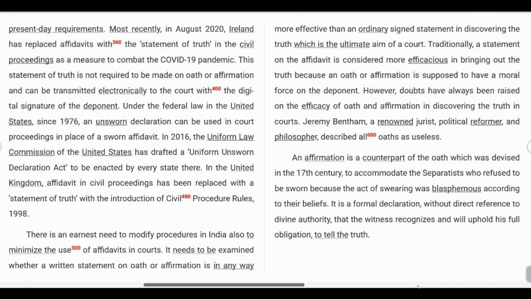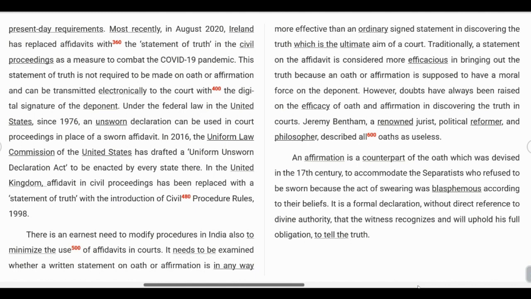Under the federal law in the United States since 1976, an unsworn declaration can be used in court proceedings in place of a sworn affidavit. In 2016, the Uniform Law Commission of the United States has drafted a Uniform Unsworn Declaration Act to be enacted by every state there. In the United Kingdom, affidavit in civil proceedings has been replaced with a statement of truth with the introduction of Civil Procedure Rules 1998.